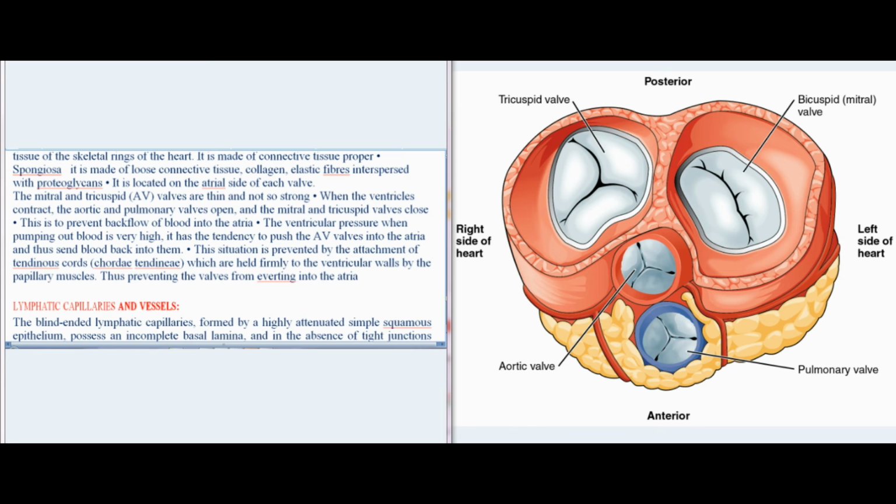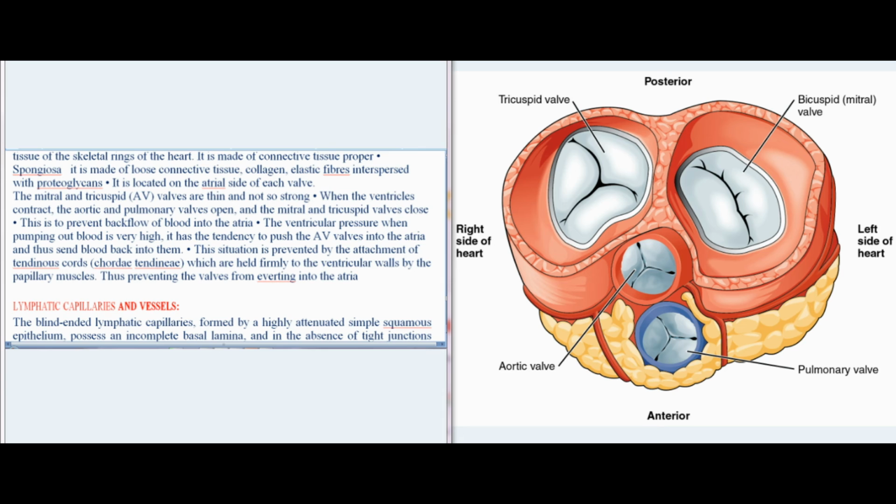The mitral and tricuspid (AV) valves are thin and not so strong. When the ventricles contract, the aortic and pulmonary valves open, and the mitral and tricuspid valves close. This is to prevent backflow of blood into the atria. The ventricular pressure when pumping out blood is very high. It has the tendency to push the AV valves into the atria and thus send blood back into them. This situation is prevented by the attachment of tendinous cords, chordae tendineae, which are held firmly to the ventricular walls by the papillary muscles, thus preventing the valves from everting into the atria.